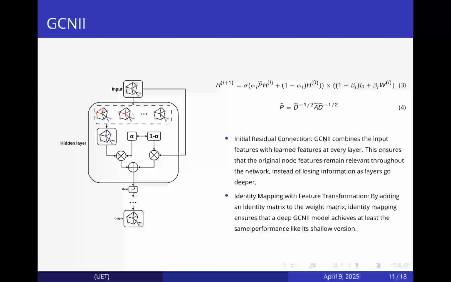And GCNII introduced two main innovations to overcome the limitations of the traditional GCNs. The first is initial residual connection. GCNII combines the initial feature with the learned feature at every layer. This adds to the richness of initial features. The second is identity mapping with feature transformation. By adding an identity matrix to the weight matrix, identity mapping ensures that a deep GCNII model achieves at least the same performance as its shallow version.